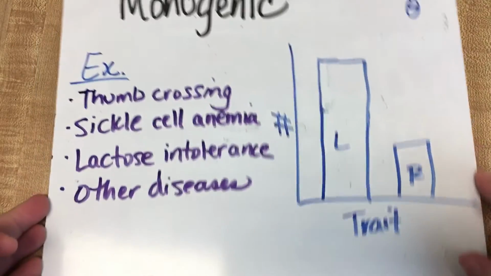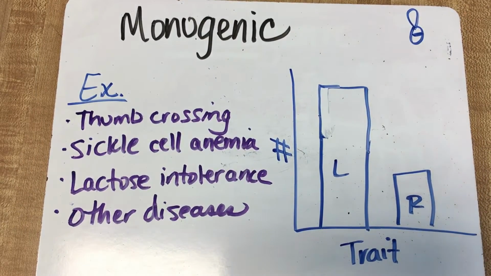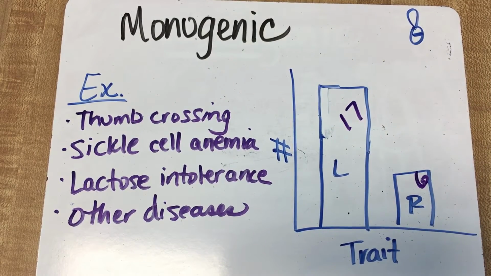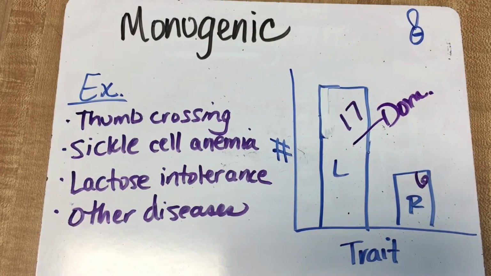Monogenic traits are traits in which it's very obvious that there is a dominant and recessive allele to each trait. So when we crossed our fingers and put our thumbs over each other, some of us crossed the right thumb over, some of us crossed the left thumb over. From my class, I think the data said there were 17 left and 6 right. This would seem to mean that the left was dominant, and in fact it is a dominant trait. Crossing the right over is a recessive trait.